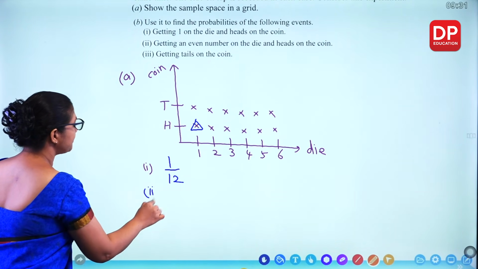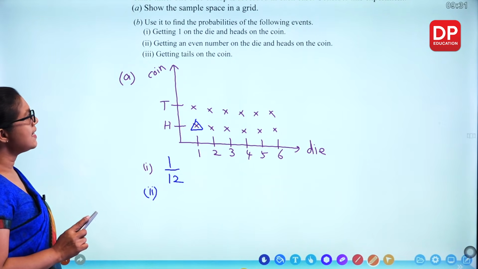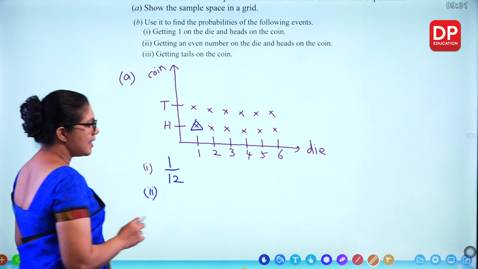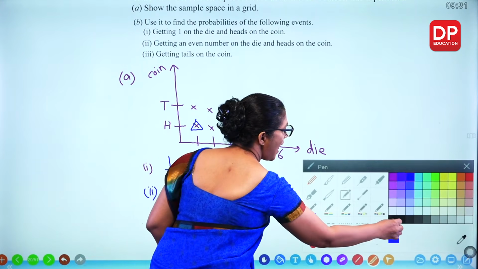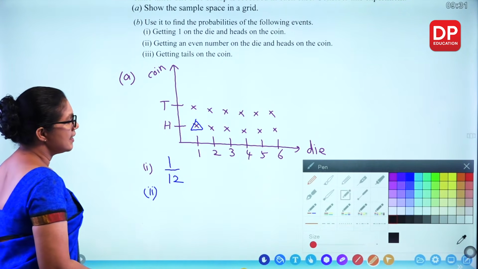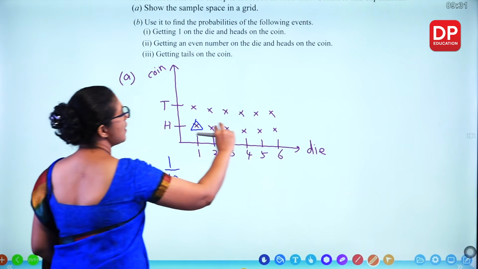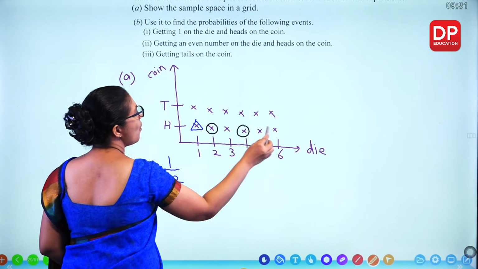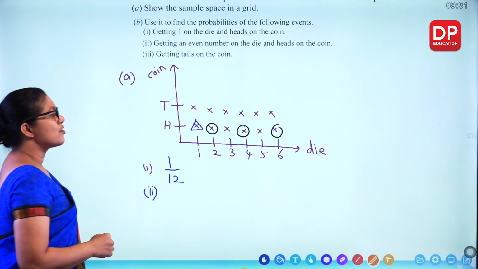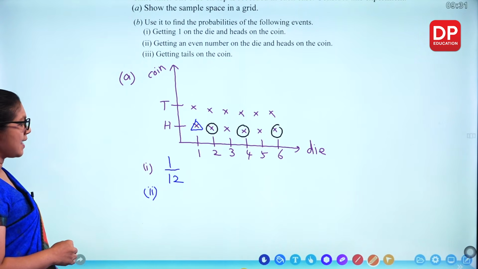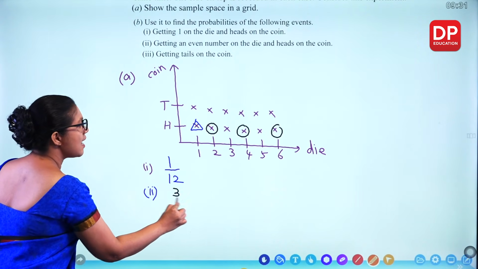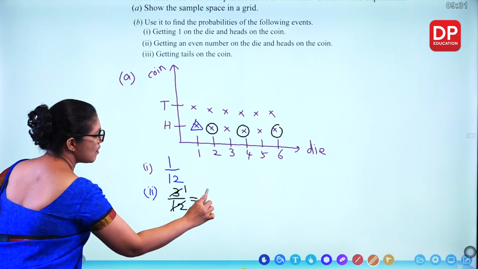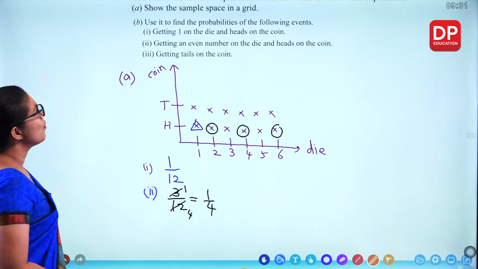So probability is 1 over 12. Second part, getting an even number on the die and heads on the coin. Even and head. Head means this one. Even numbers are 2, 4, 6. So you get 2, 4, 6. That means 3 possibilities out of 12 outcomes. When you simplify, you get 1 over 4.